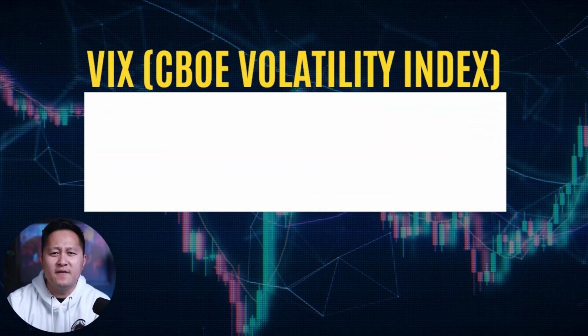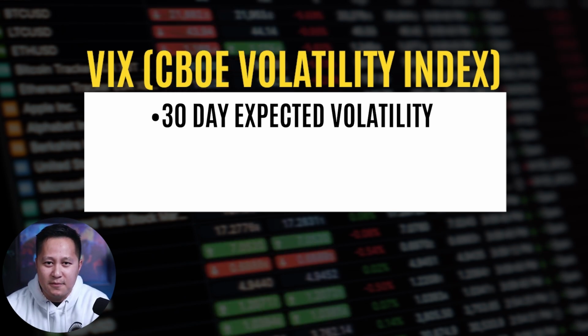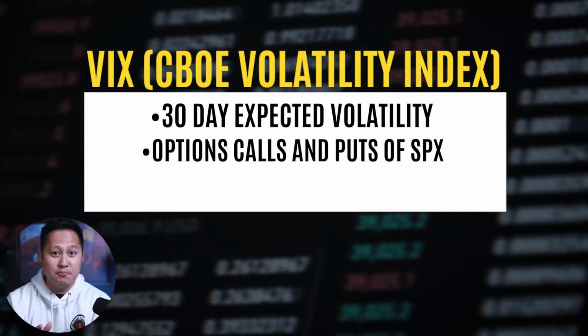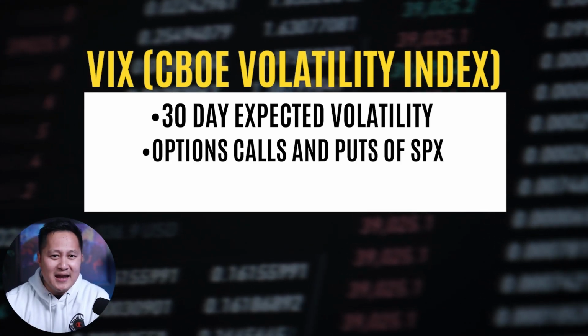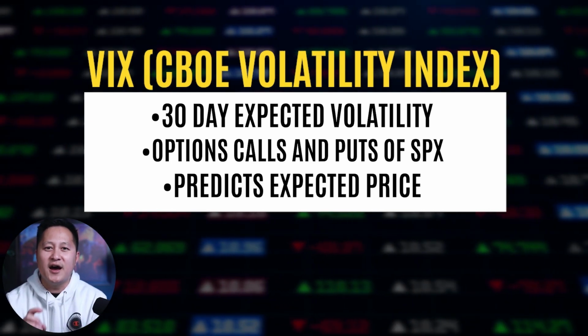Let's get right into it. The VIX, or the CBOE Volatility Index, is a measurement of expected volatility in the stock market over the next 30 days. It uses the option calls and puts of SPX, an index of the S&P 500, to best predict the expected price of the market.